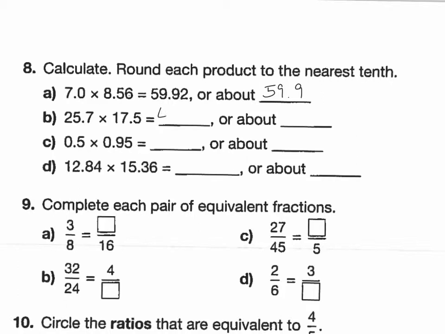You get 449.75. We round to the nearest tenth. So the 5 does affect the 7, so we get 449.8 rounded to the nearest tenth. Next one, 0.5 times 0.95. We get 0.475. And if we round that to the nearest tenth, that becomes 0.5.